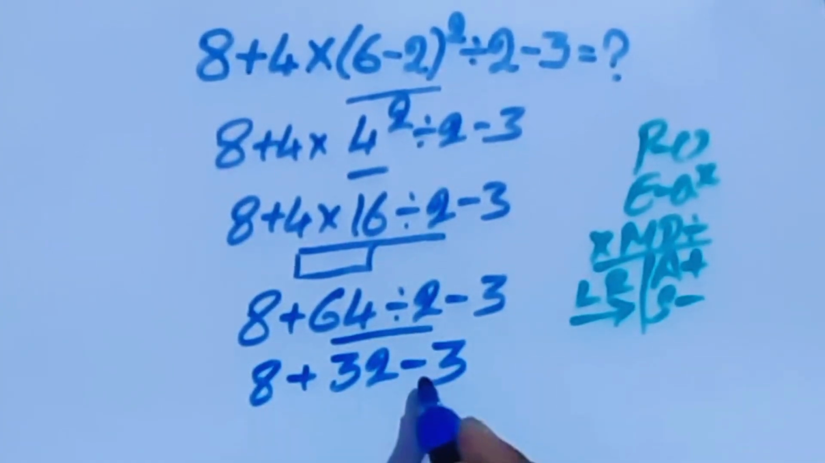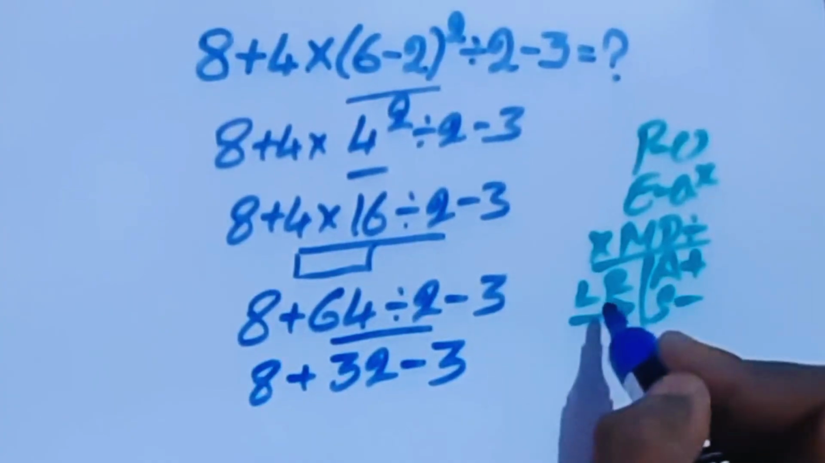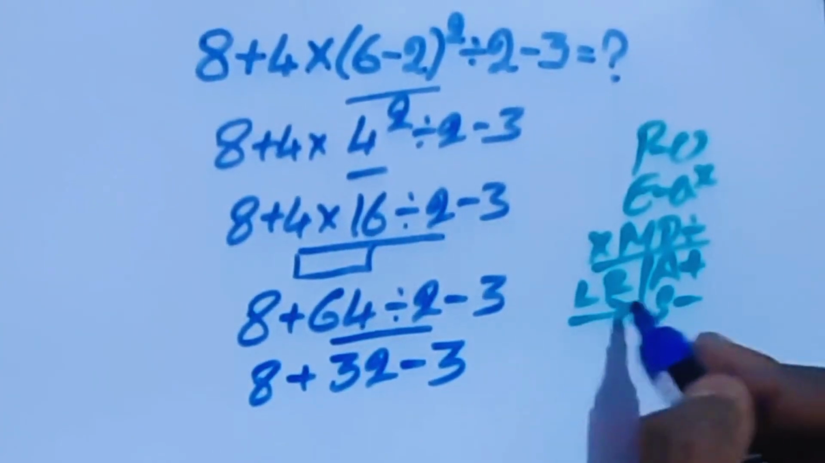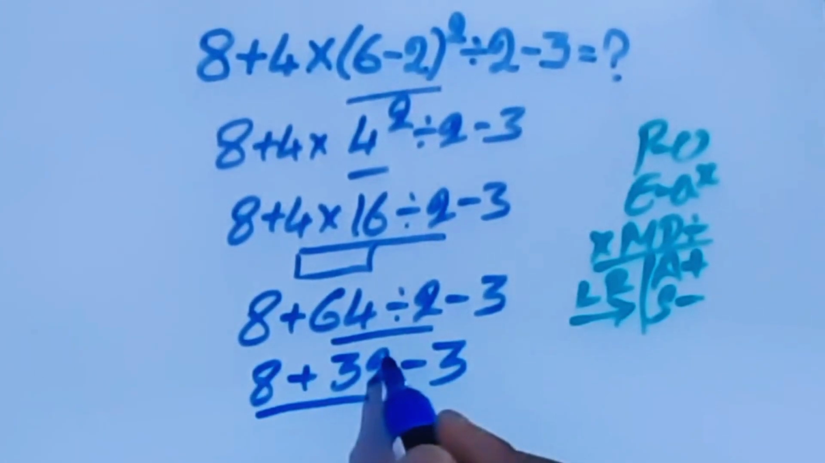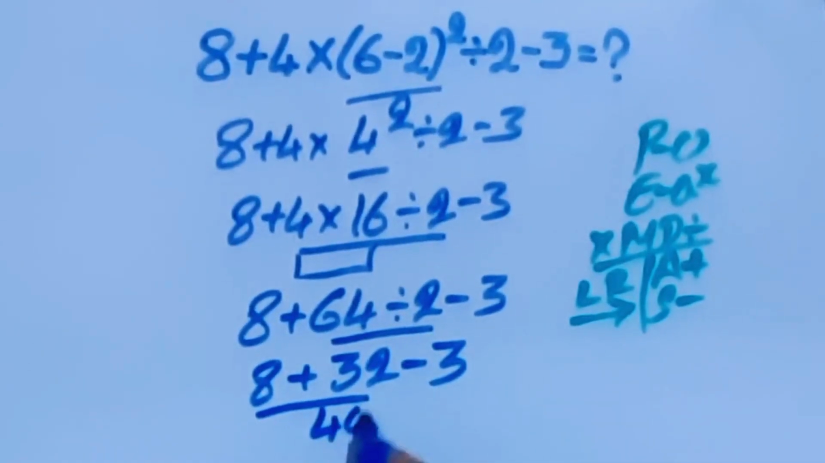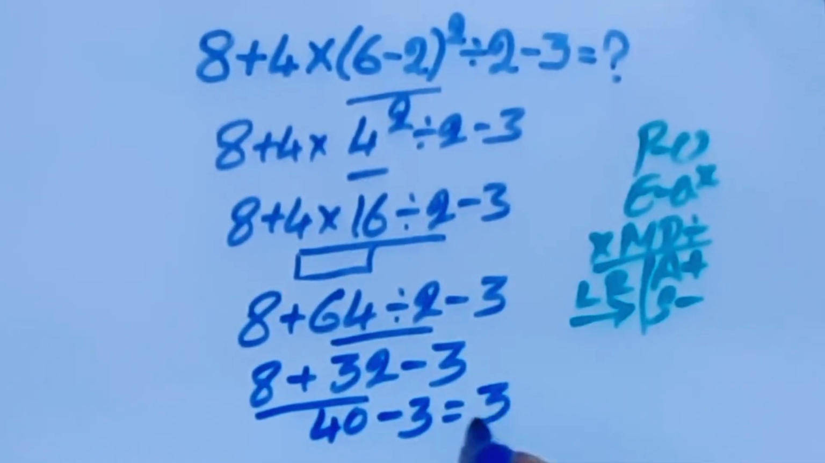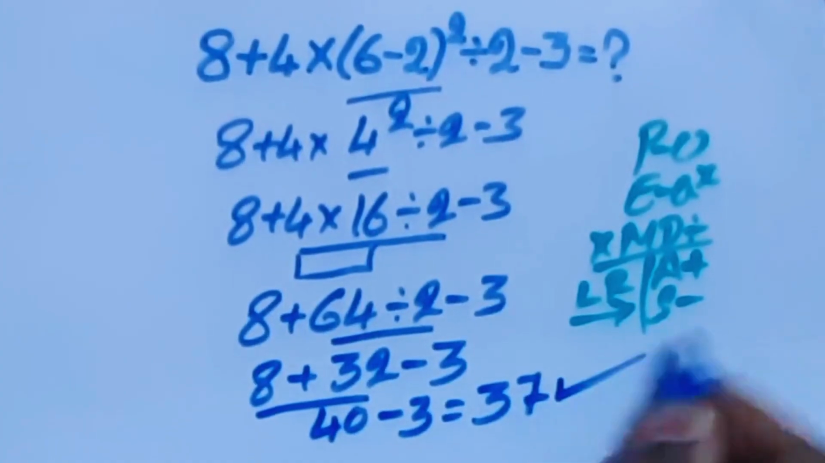Here we have addition and subtraction. Both are here equal priority. For this equal priority we have introduced this left to right rule. Here left to right is 8 plus 32. 8 plus 32 is 40 minus this 3. Here 40 minus 3 is 37, which is the correct answer.